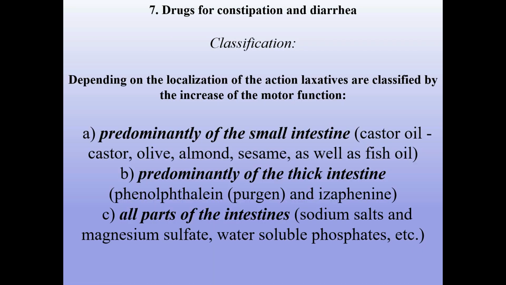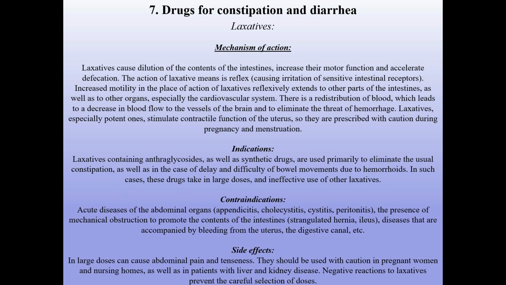Classification of them. Depending on the localization of the action, laxatives are classified by the increase of motor function. A. Predominantly of the small intestine: castor oil, olive, almond, sesame, as well as fish oil. B. Predominantly of the thick intestine: phenolphthalein or purgen and isophenin. And C. All parts of the intestines: sodium salts and magnesium sulfate, water-soluble phosphates, etc.